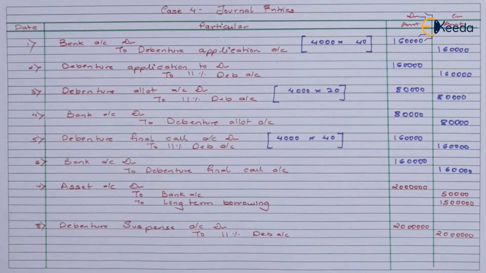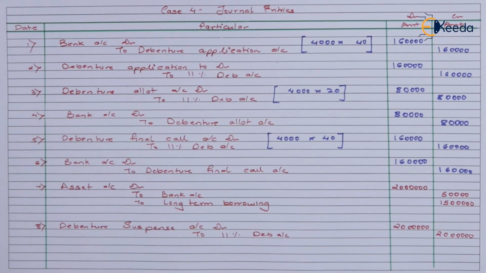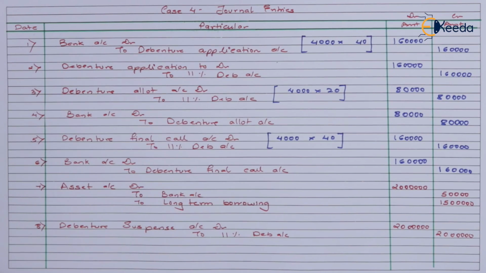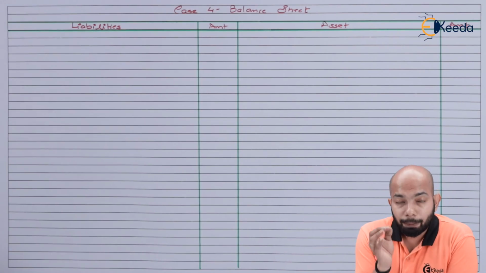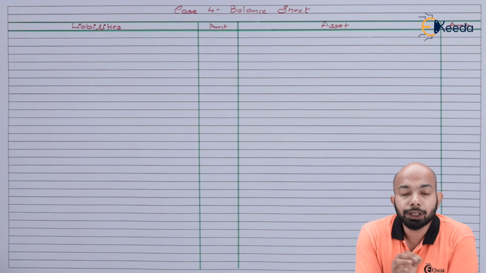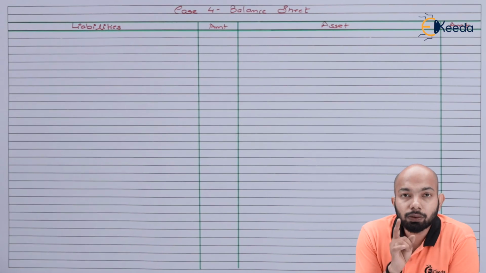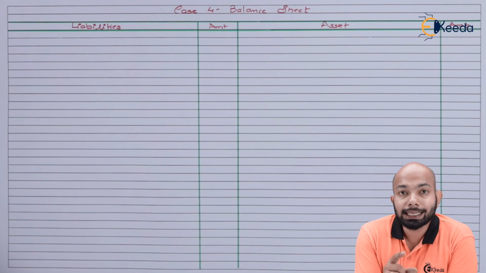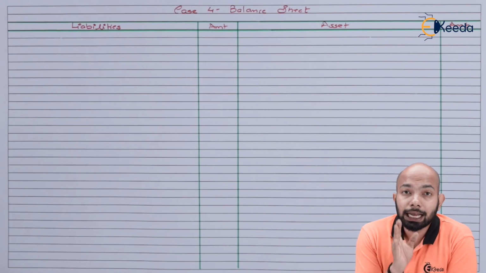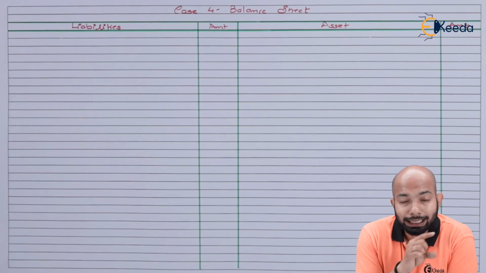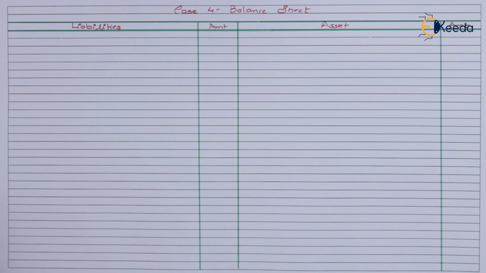Now that all the journal entries related to this case, which is a very simple one, are completed, let's move to the preparation of the balance sheet, which will be a little tricky for you to understand. So better pay attention on this part. So case 4 balance sheet has been mentioned, format has been mentioned. The first thing that we'll be doing is mentioning the procurement of the asset and the debenture suspense and the loans issued against it, so that that part is completed here.